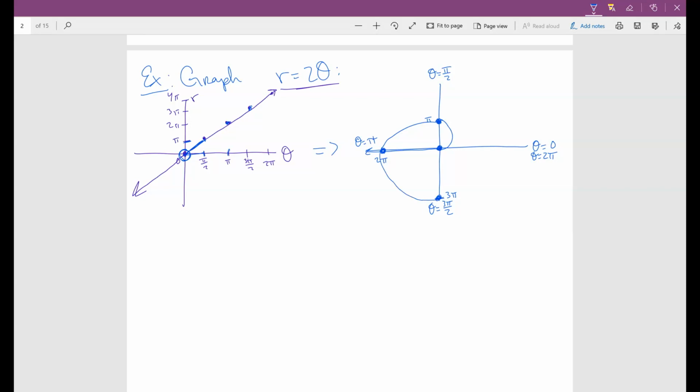Okay, and finally at 2 pi, I'm going to be at 4 pi. 4 pi is way out here. And now I'm going to continue curving to that point. Okay, so this is the spiral.